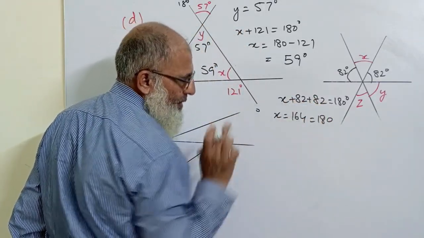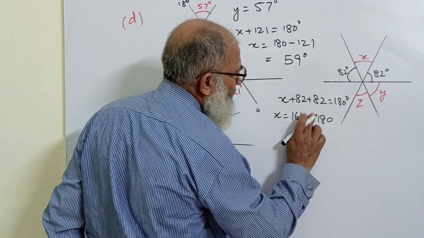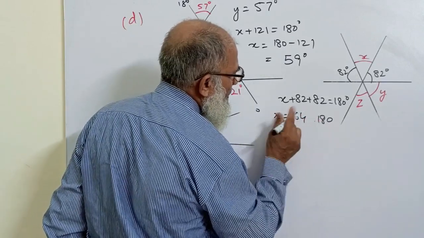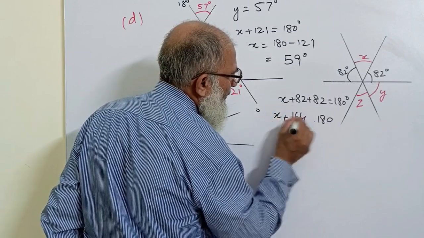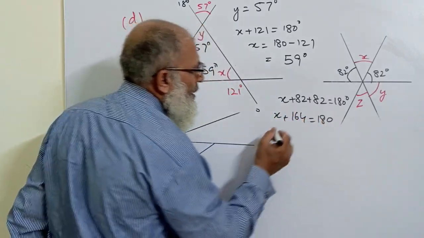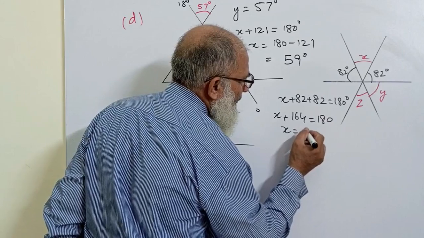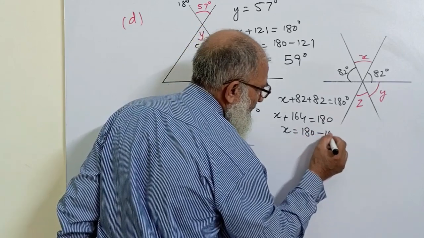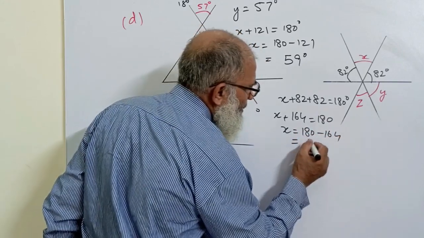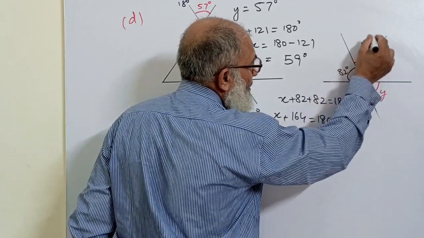82 plus 82 is 164. Okay. Now x is equal to 180 minus 164, so you can just do it like this. Now this is equal to 16 degrees.